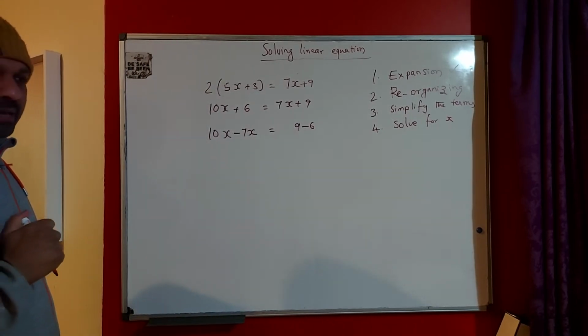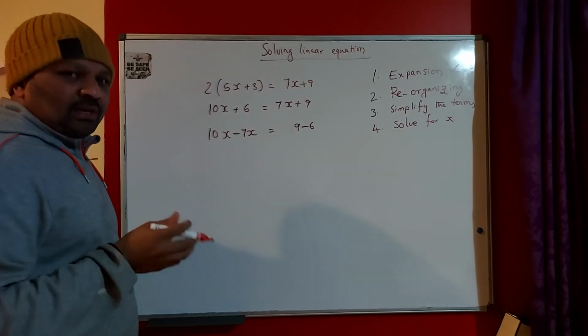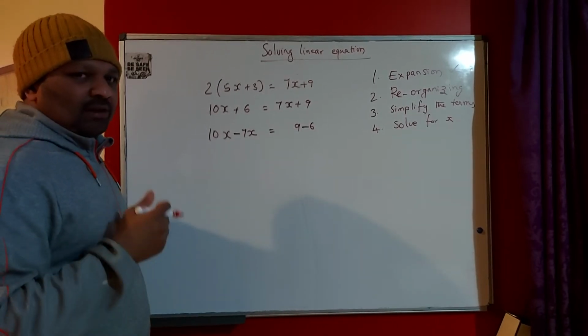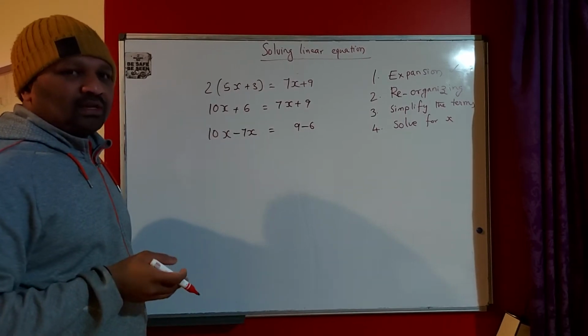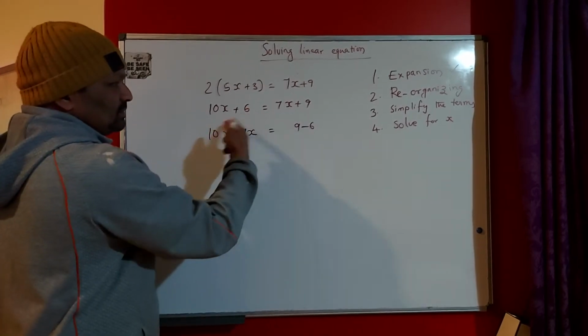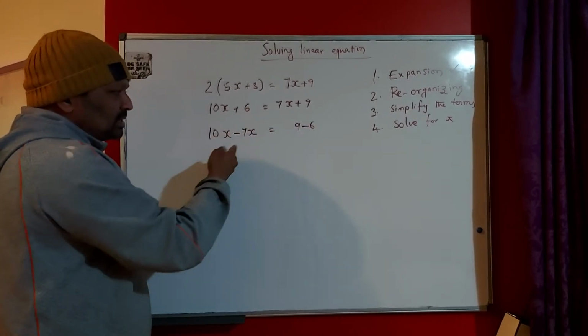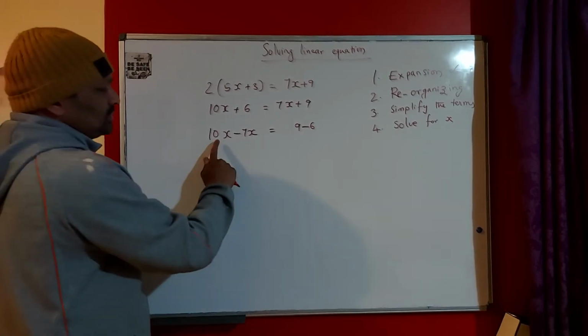Say for example, if you have 4 oranges plus 5 oranges, you can easily sum them up and say 9 oranges. If you have 4 oranges plus 5 apples, you cannot simplify it. So that is why the terms having the variable you bring to one side, so that it is easy for you to simplify it. Okay, now let us do the simplification.